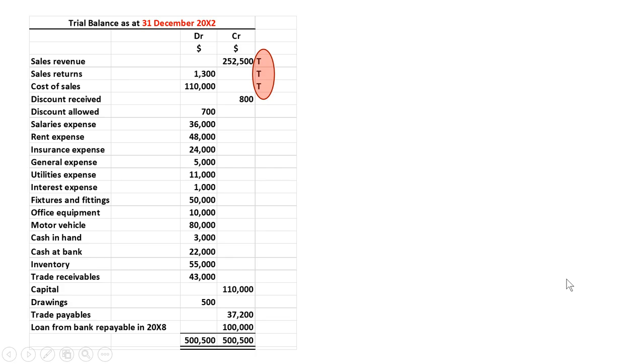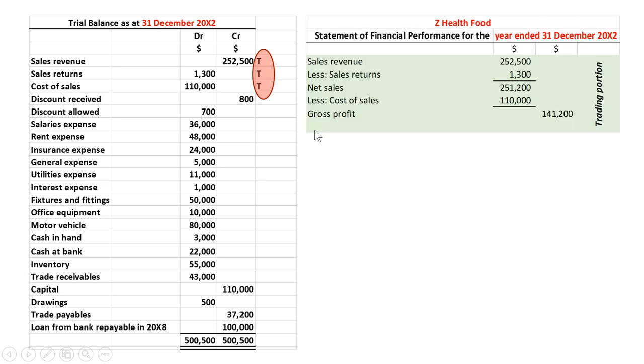So let's continue. When you look at our trial balance, the first thing we do is identify which items in the entire list will qualify as trading items. There are only 3: the sales revenue, the sales returns, and the cost of sales. With these 3 items, we prepare the trading portion of our statement of financial performance.